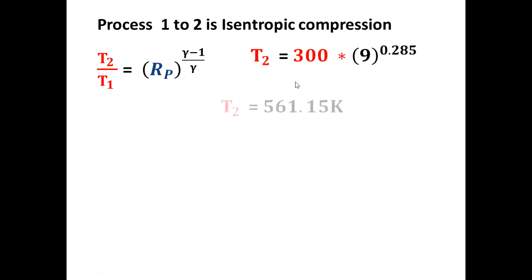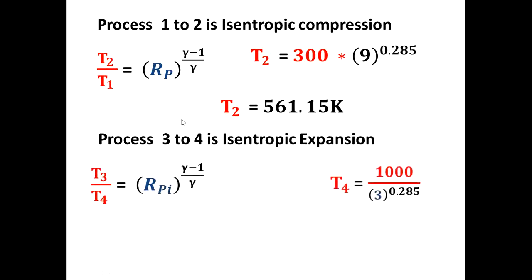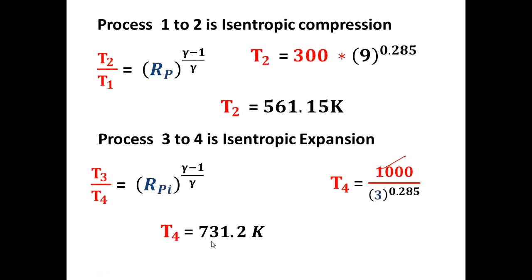Okay. Isentropic compression, process 1 to 2: T2 by T1 is equal to RP whole to the power of gamma minus 1 divided by gamma. I am putting the values, and I will get T2 equal to 561.15 Kelvin. The process 3 to 4 is isentropic expansion, where you are going to get the temperature T4. T4 will be like this. This is the maximum temperature. Next, I will get the temperature T4. This is the temperature T4. Process 5 to 6 is an isentropic expansion process.